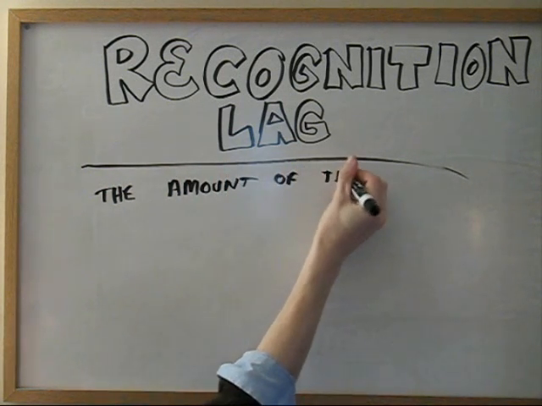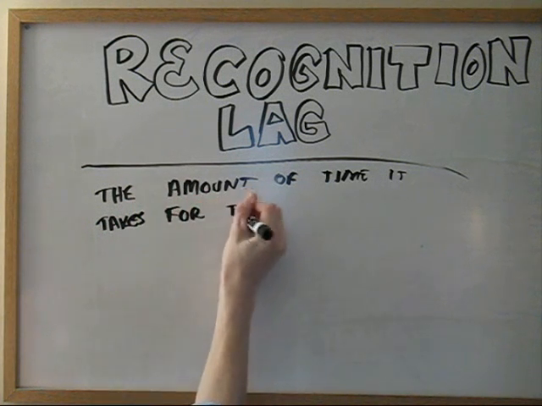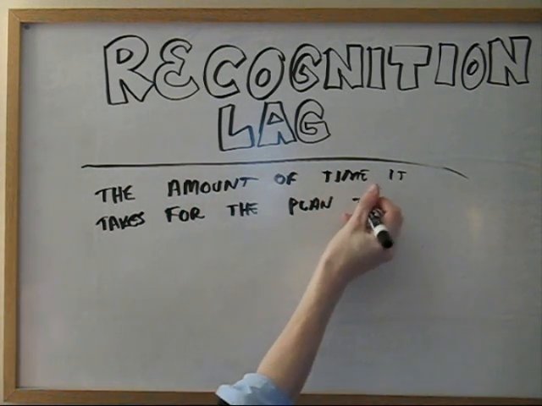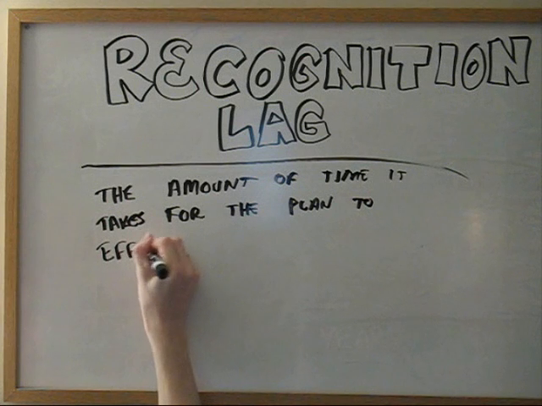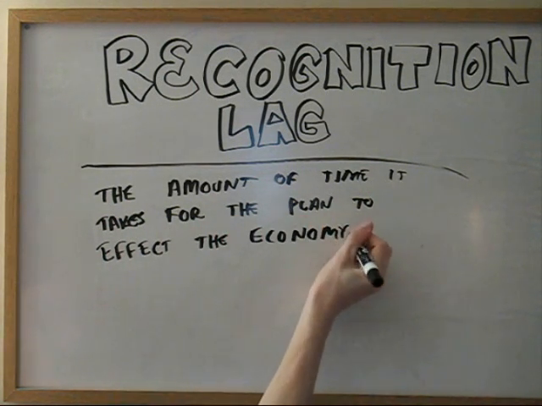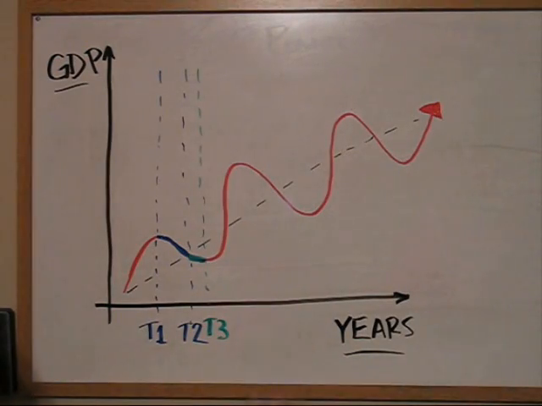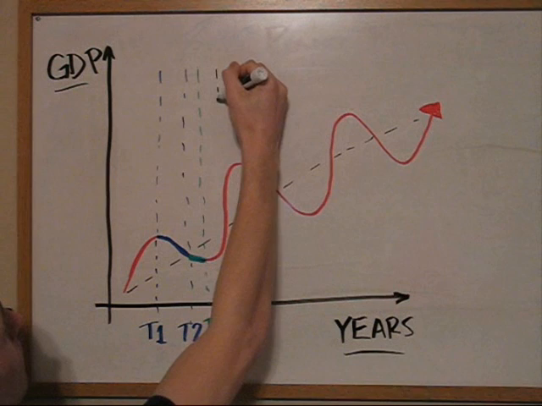This is the recognition lag. Simply put, it's the time for the economy to realize that the government even did anything. Sadly, this takes several months in the average American economy. So, when the graph comes up, we'll see T3 as the time that the government completes its plan, and T4 as the time that the economy recognizes there was a plan.